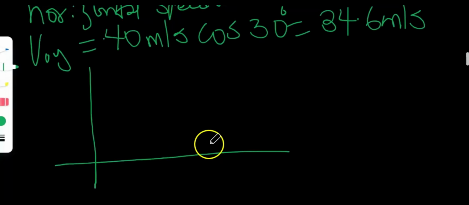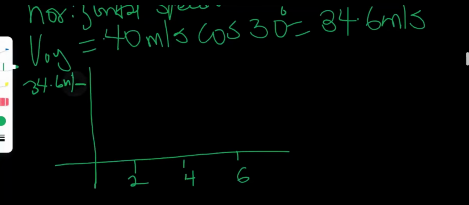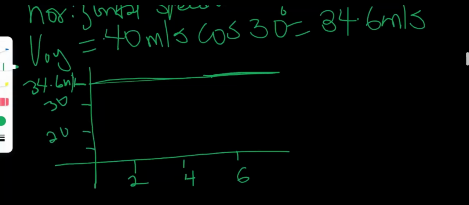So this is 2, 4, 6 seconds, and now we're looking at 34.6 meters per second. So it's around here for the flight time. So this is the graph, how it will be. That's the graph for it, because here is like 30, here is 20, here is somewhere around 10. This is the initial. So that will be the graph for the horizontal.